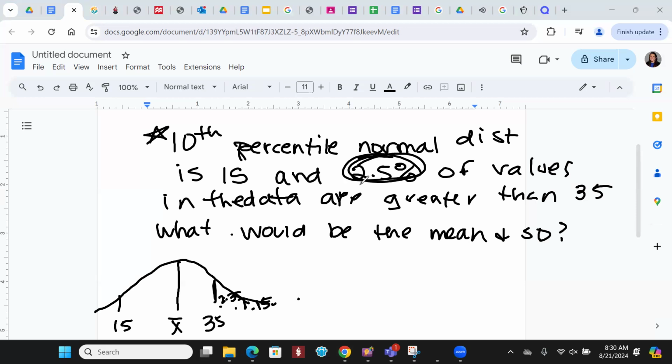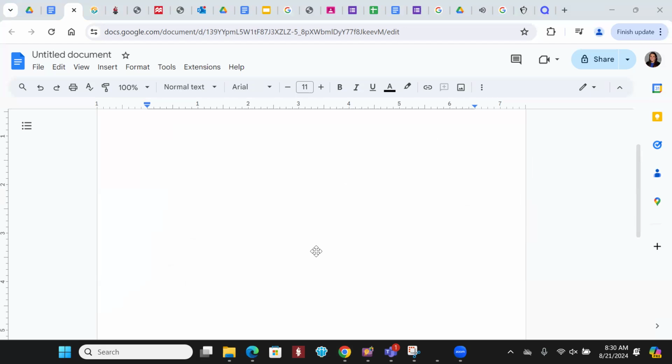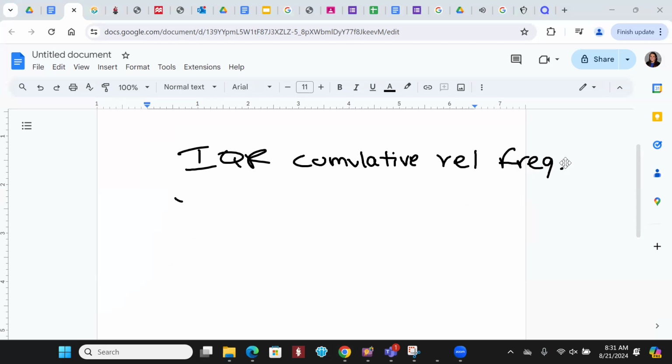Okay, so that's one question. I would give you answer choices and then you would go from there, which I'm not going to do right now. Okay. All right. Next thing, we talked about IQR, and cumulative relative frequency. So how do you find this again? Okay, and whatever that number is.